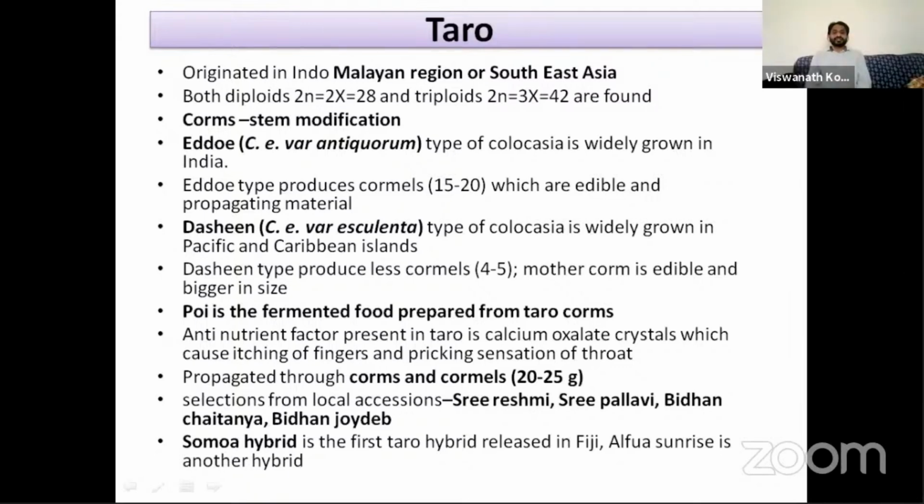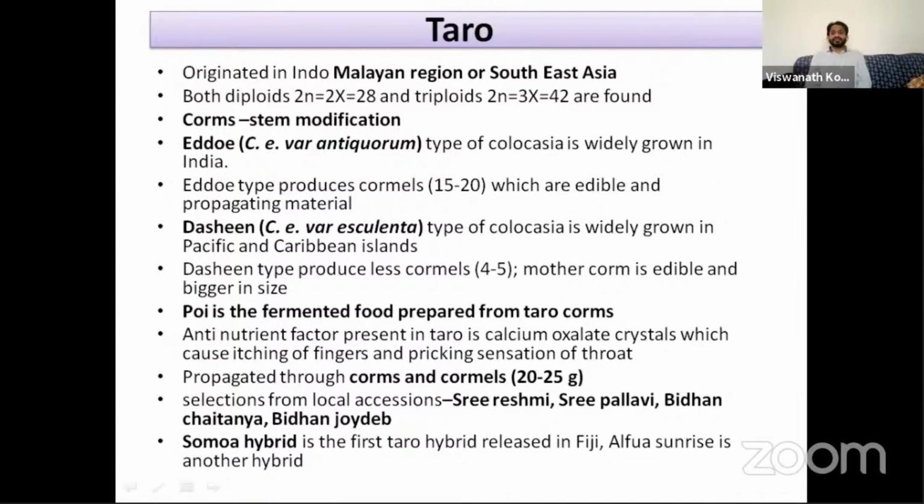Taro is propagated by both corms and cormels of 20 to 25 grams. This is very important. The tuber size used for planting in taro and yams is very important. They are previous questions. The corms and cormels of 20 to 25 grams are used for planting taro. And for yams, we will see next. What is the tuber size? So these are propagated vegetatively through corms and cormels. The size is 20 to 25 grams.